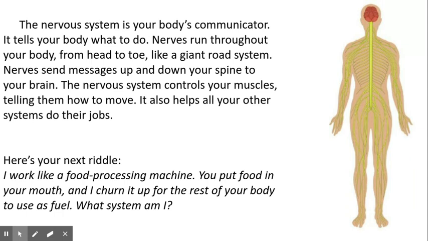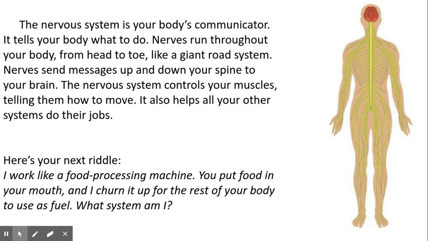The nervous system is your body's communicator. It tells your body what to do. Nerves run throughout your body, from head to toe like a giant road system. Nerves send messages up and down your spine to your brain. The nervous system controls your muscles, telling them how to move. It also helps all your other systems do their jobs.